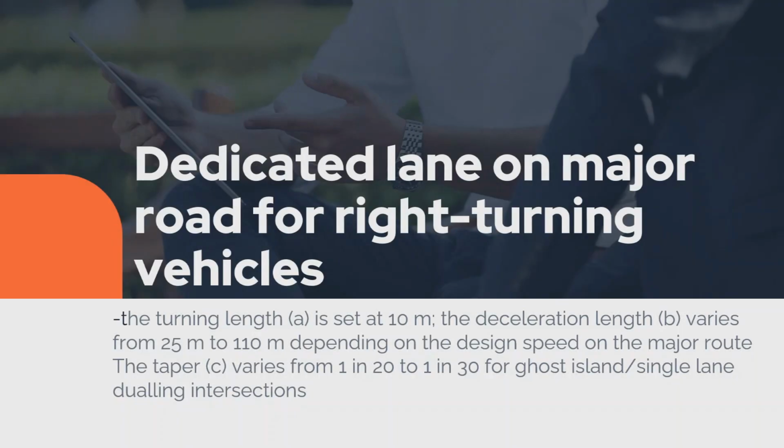The turning length A is set at 10 meters. The deceleration length B varies from 25 meters to 110 meters, depending on the design speed on the major route. The taper C varies from 1 in 20 to 1 in 30 for Ghost Island or single-lane dualling intersections. Greater values are required for dual carriageway intersections.